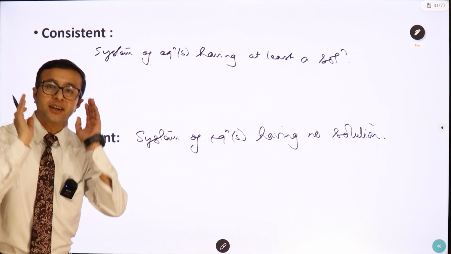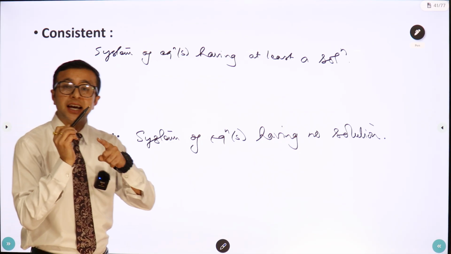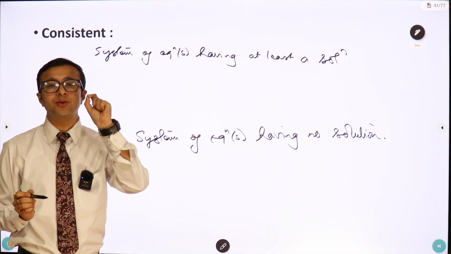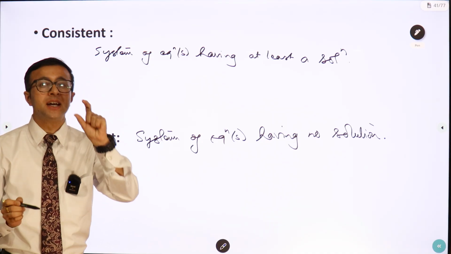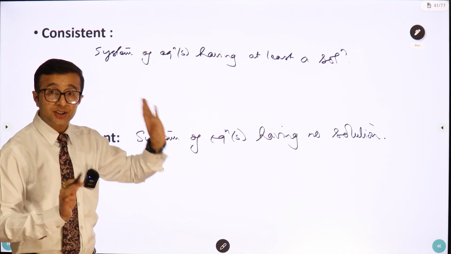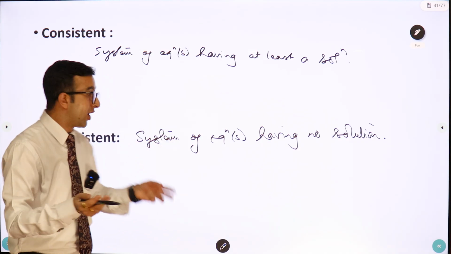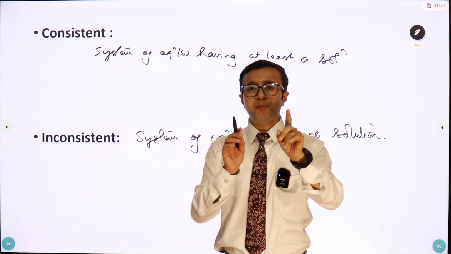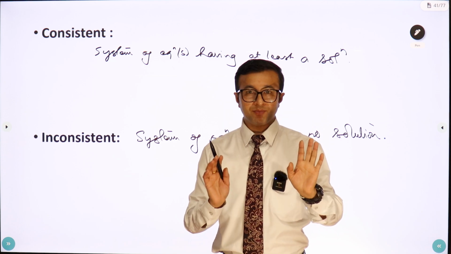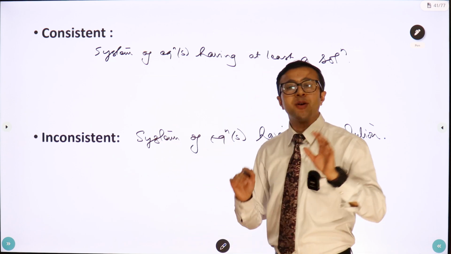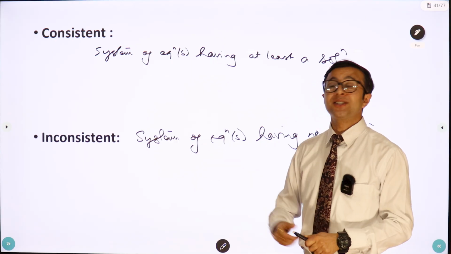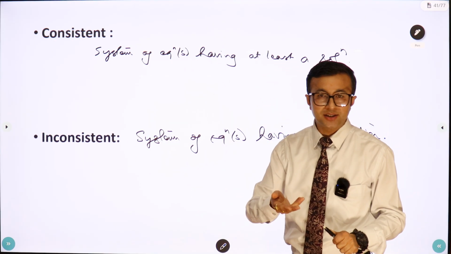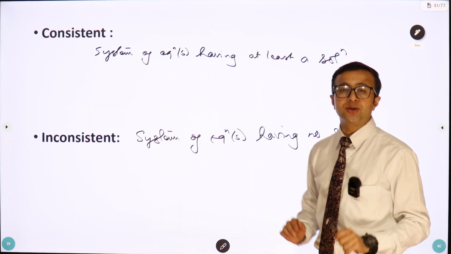Now think graphically. If the lines intersect, we will have at least one solution. That means two lines intersect at a point. It means that the system of equations is consistent. But think of parallel lines. Two parallel lines will never meet each other. Such a system of equations is known as inconsistent. Consistent means a solution exists. Inconsistent, a solution does not exist.